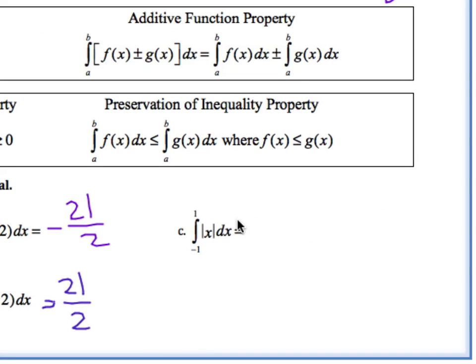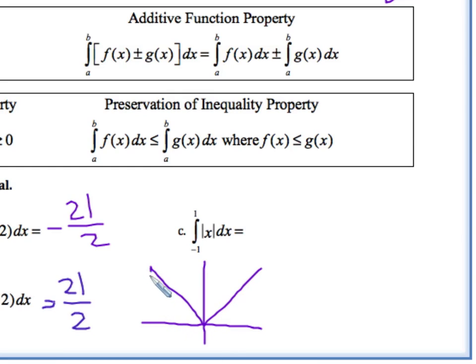All right. In our next one, we have the definite integral from -1 to 1 of the absolute value of x with respect to x. So what we want to do here is draw a little sketch of what this looks like. So absolute value of x looks like this. We have our vertex there at 0.